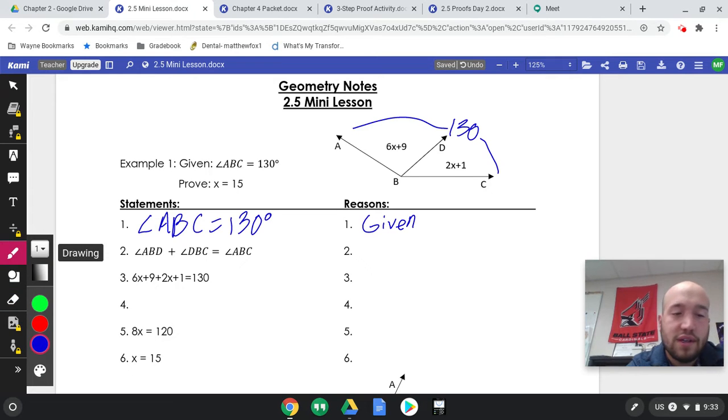Now, if we look at the next step, step 2, all of a sudden ABD plus DBC here, those add up to be ABC. So what that's saying is this small angle plus this small angle equals the whole big angle. So that is what we call our angle addition postulate.